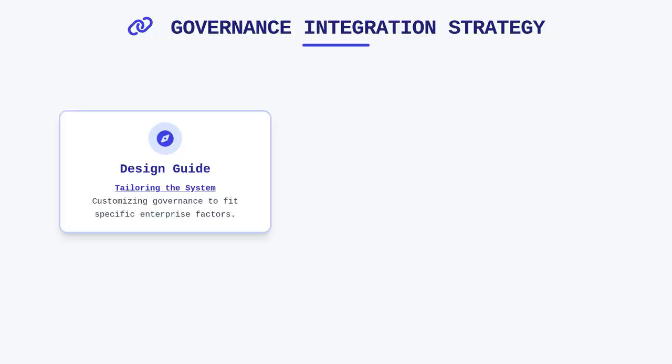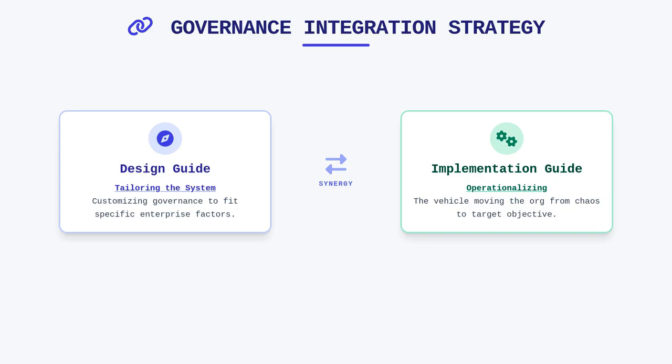The integration between the design guide and the implementation guide is the cornerstone of a successful enterprise governance deployment. While the design guide allows us to tailor the governance system to fit the specific needs of our enterprise factors, the implementation guide ensures those configurations are actually operationalized. It is not enough to simply state the desired state of governance. We need a vehicle to move the organization from its current, often chaotic baseline to the target objective.